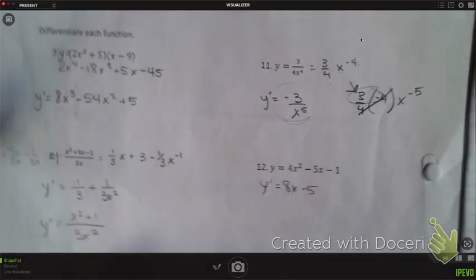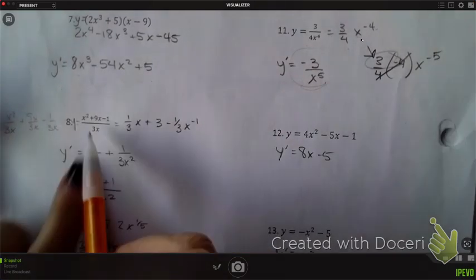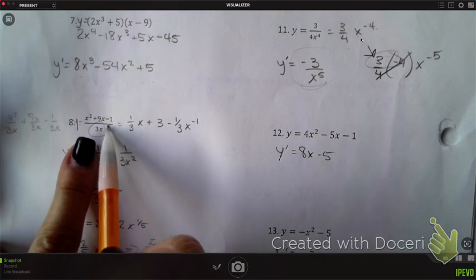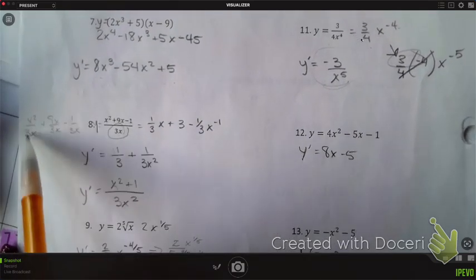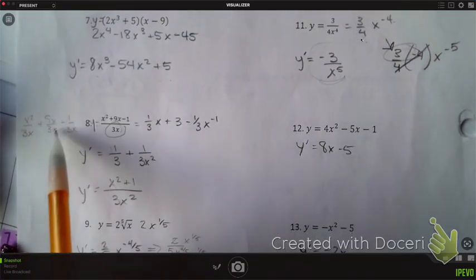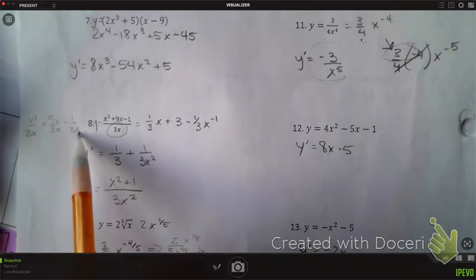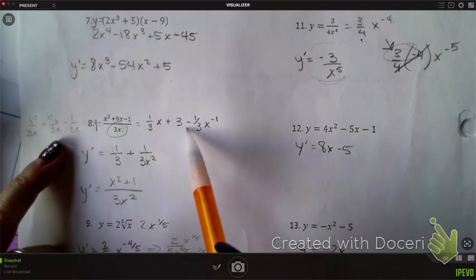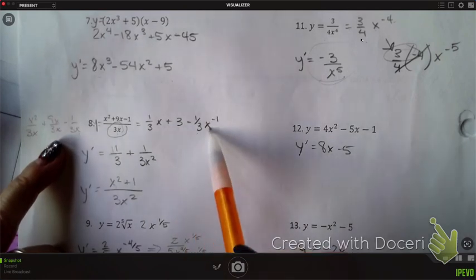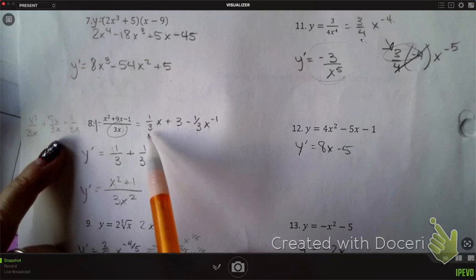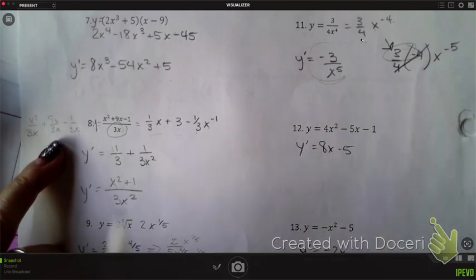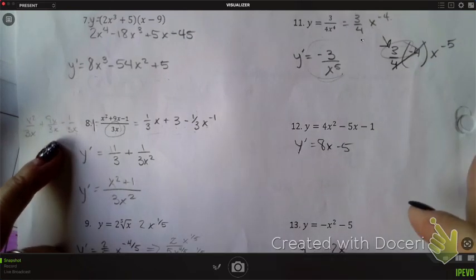Okay. So on 8, you had to divide each one by what? 3x. So I have x squared divided by 3x plus 9x divided by 3x minus 1 divided by 3x. So that gives me 1/3 x plus 3 minus 1/3 x to the negative 1, and then I take the derivative of each one, don't I? When you learn the quotient rule, you will not do all that work. You will use the quotient rule.